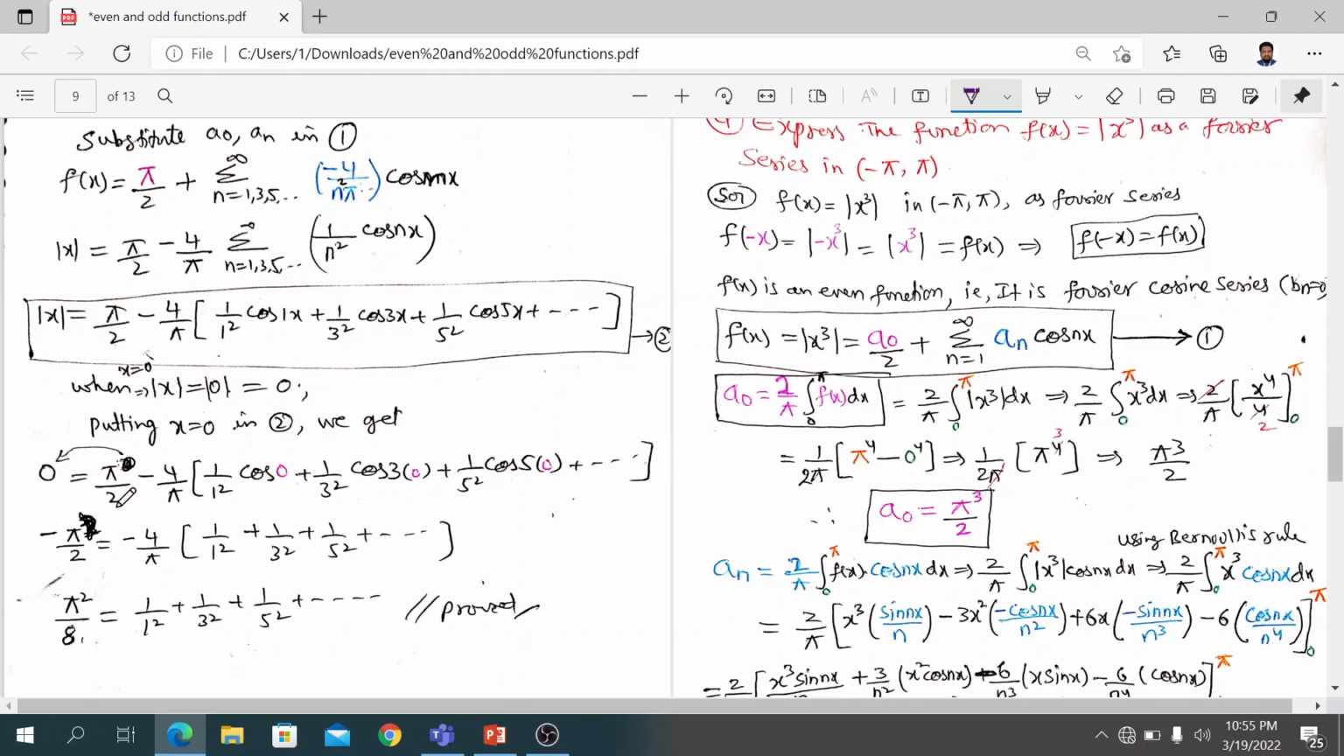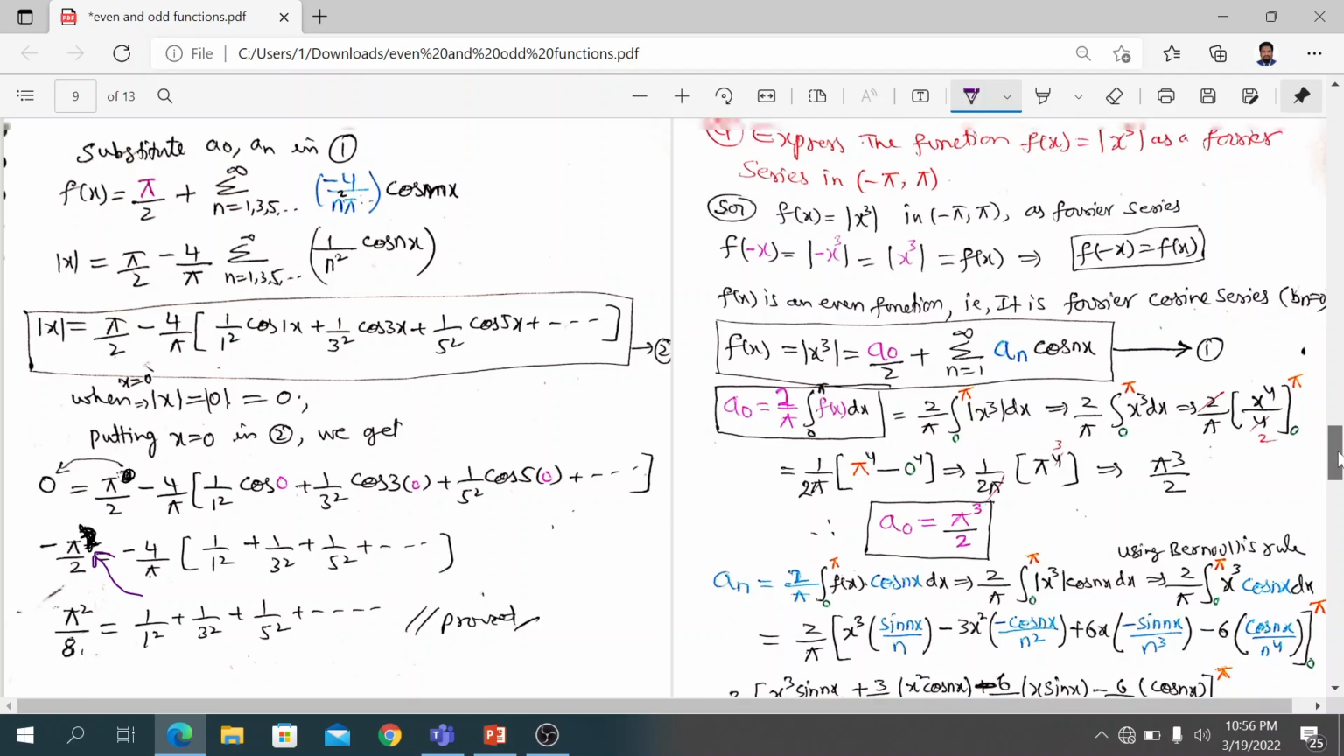So plus pi by 2, send that side, it becomes minus pi by 2 is equal to minus 4 by pi times (cos 0 is 1, cos 3 into 0 is 0, cos 0 is 1), 1 by 3 square, 1 by 5 square, and so on. Now send that to the other side: pi into pi, cross multiply. Pi into pi is pi square, minus 4 into 2 is minus 8, minus minus cancel, so pi square by 8 is equal to 1 by 1 square plus 1 by 3 square plus 1 by 5 square up to so on.